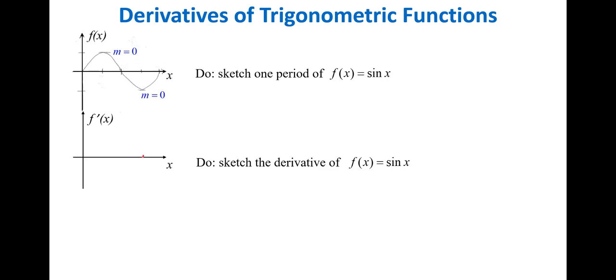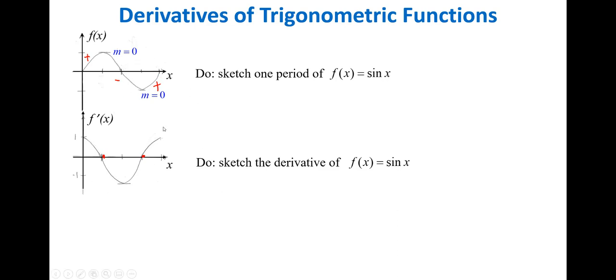Therefore, f prime will be 0 here and here. Slopes are positive. All the way down here, slopes are negative. Slopes are positive. That's going to make the graph look like this. Make sure you understand where this graph came from.